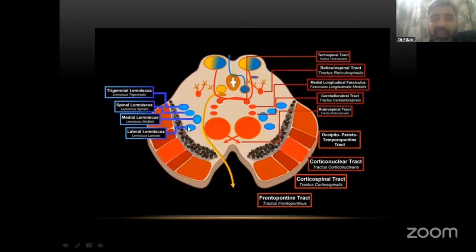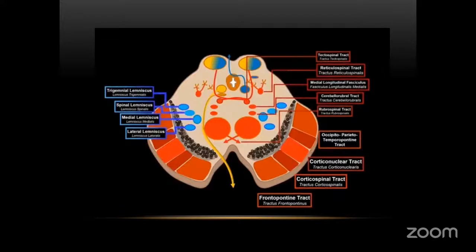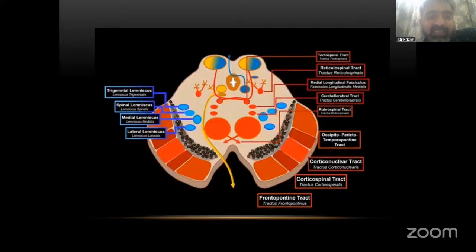This is the lateral lemniscus. How is the lateral lemniscus formed? Do you remember how the lateral lemniscus is formed? The spinothalamic tract will not form the lemniscus. What about then the spinal lemniscus?